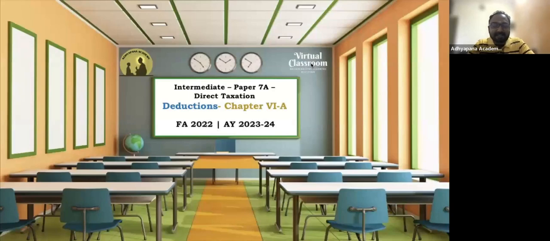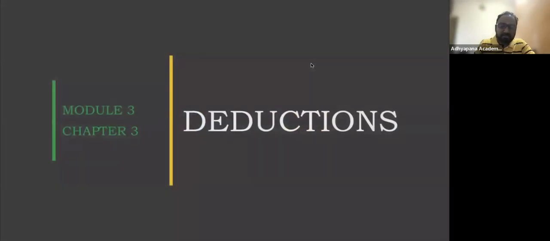Hello all. The next topic that we'll be discussing is deductions from chapter 6A. When you say chapter 6A, it's not your chapter number in your model. It's a chapter number in your Income Tax Act. So chapter 6A specifically talks about deductions. And in your model, it is in chapter 3 of model 3.